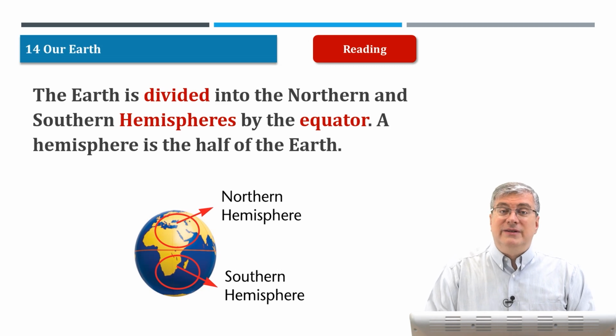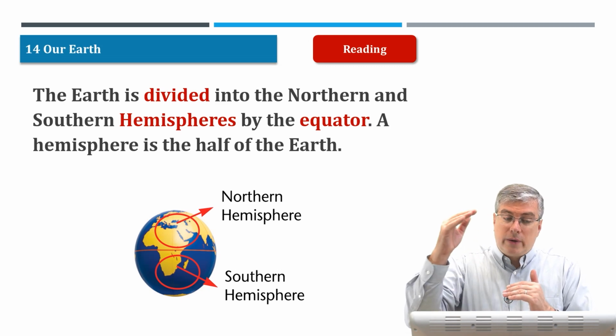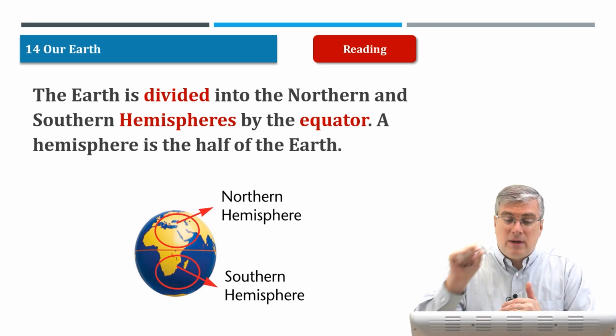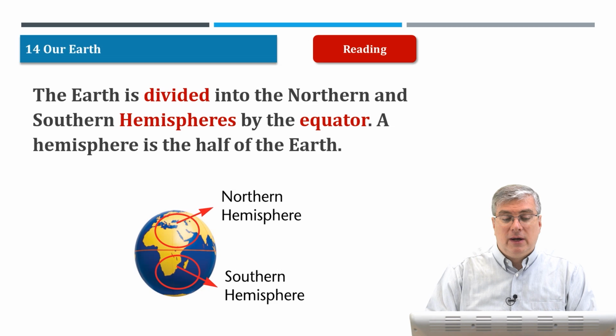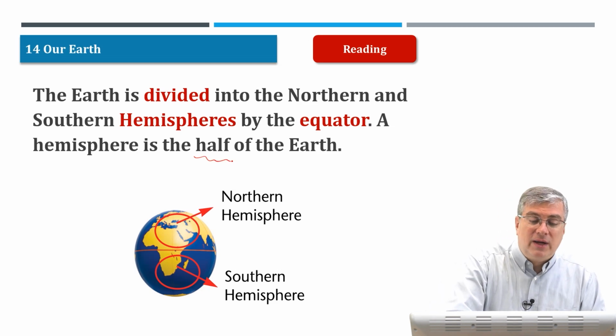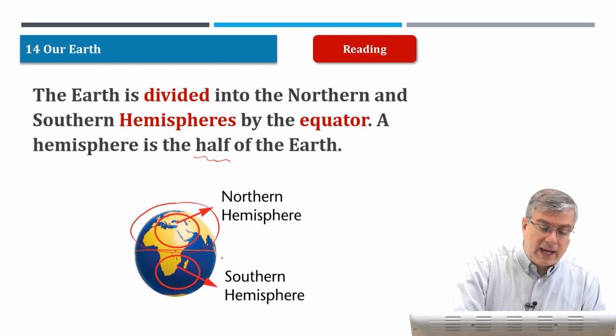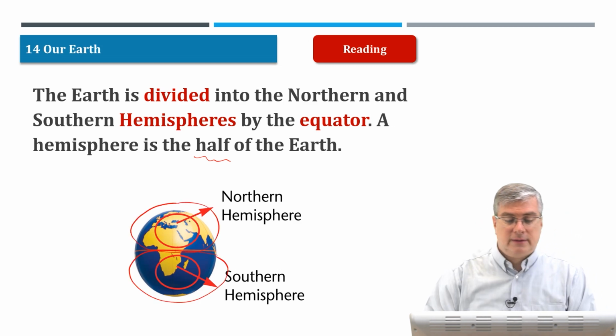The Earth is divided into the northern and southern hemispheres by the equator. A hemisphere is the half of the Earth. Northern hemisphere and southern hemisphere. Okay.